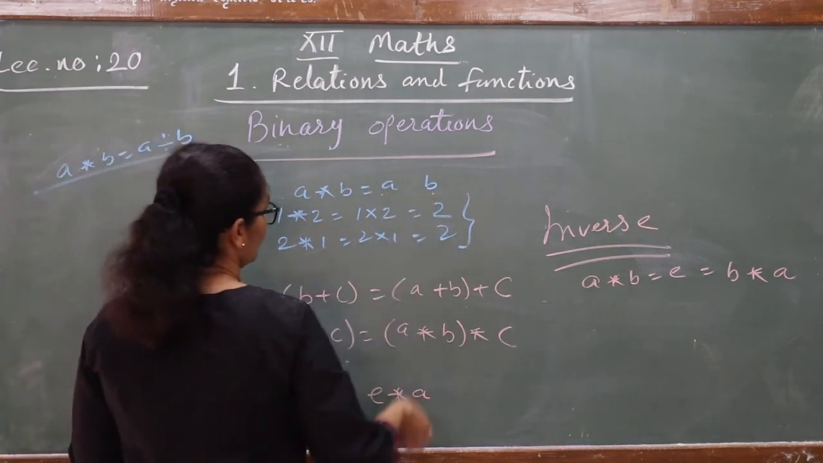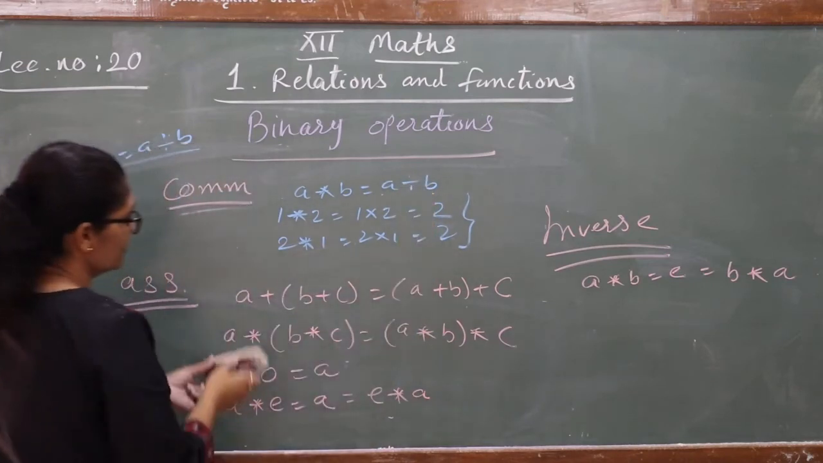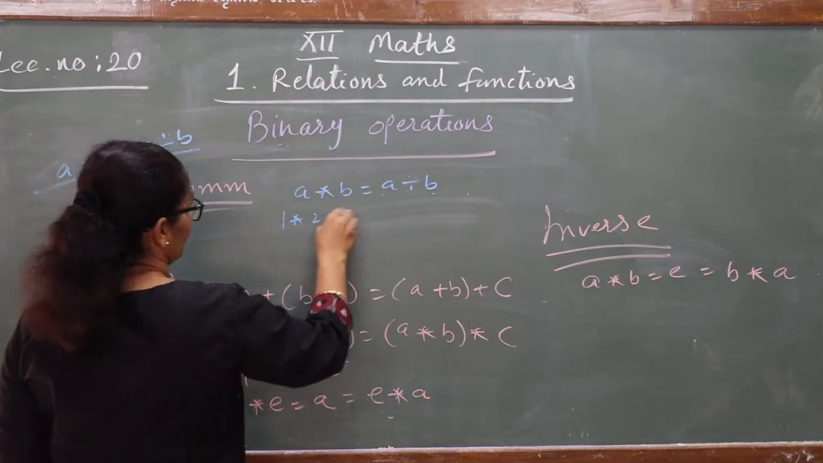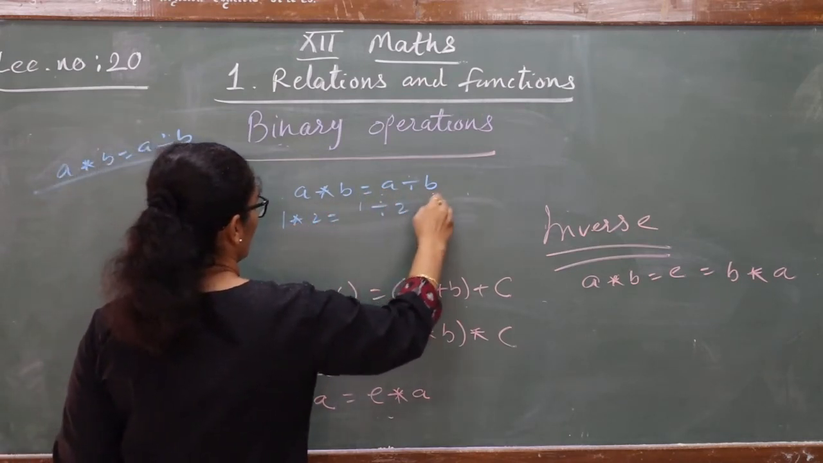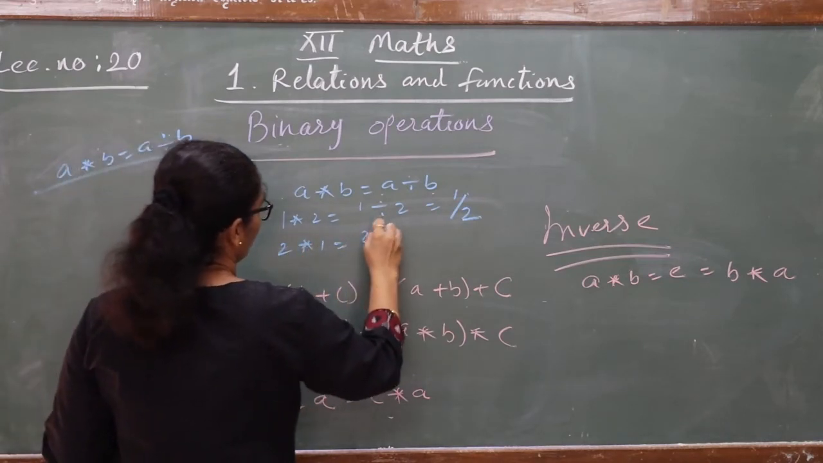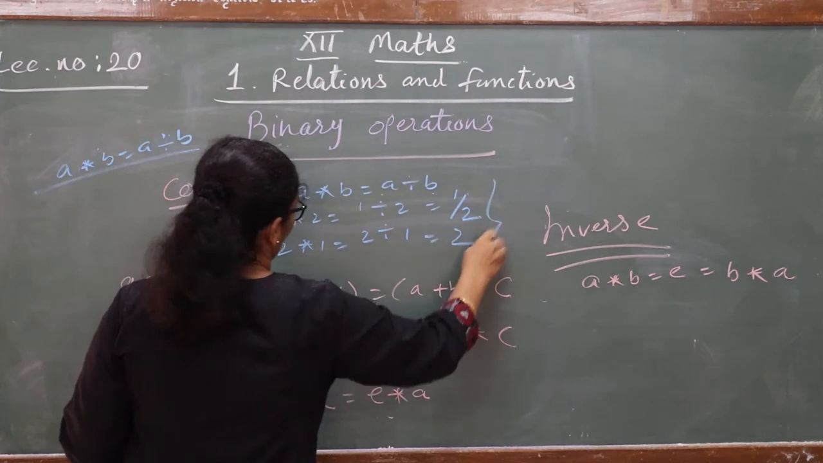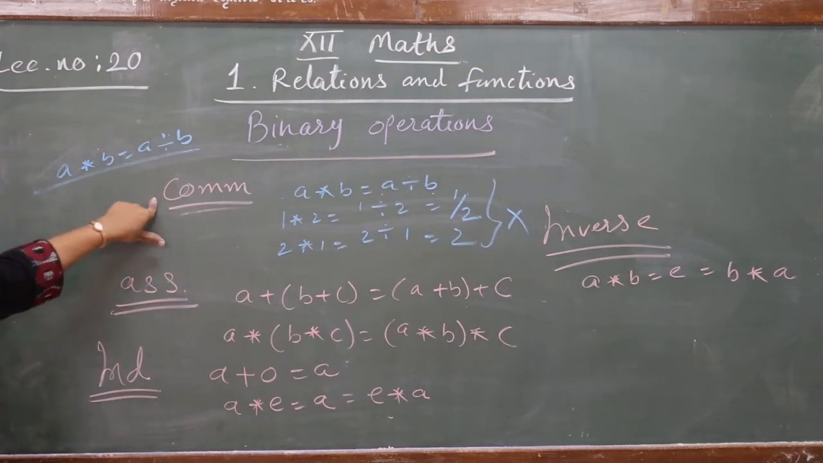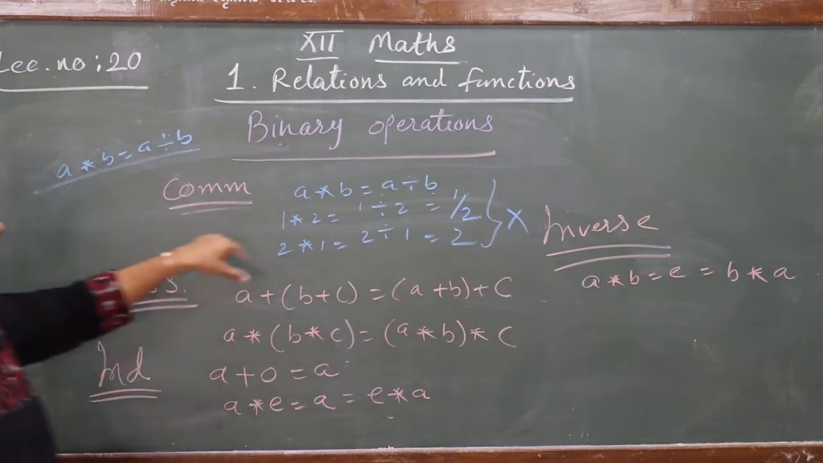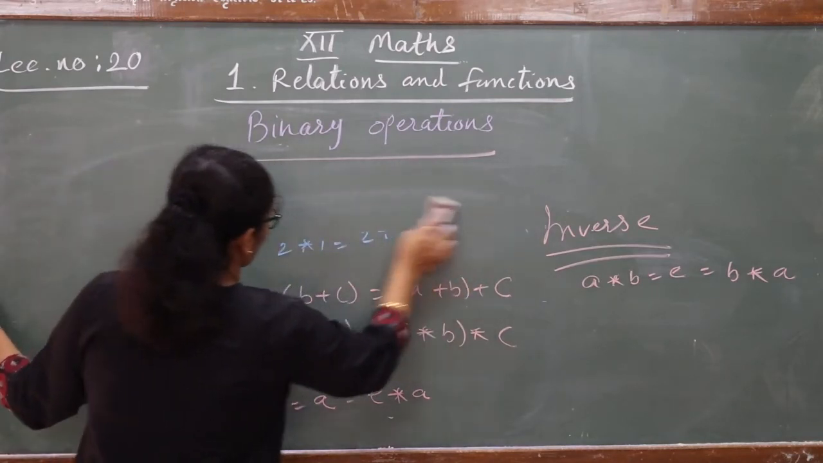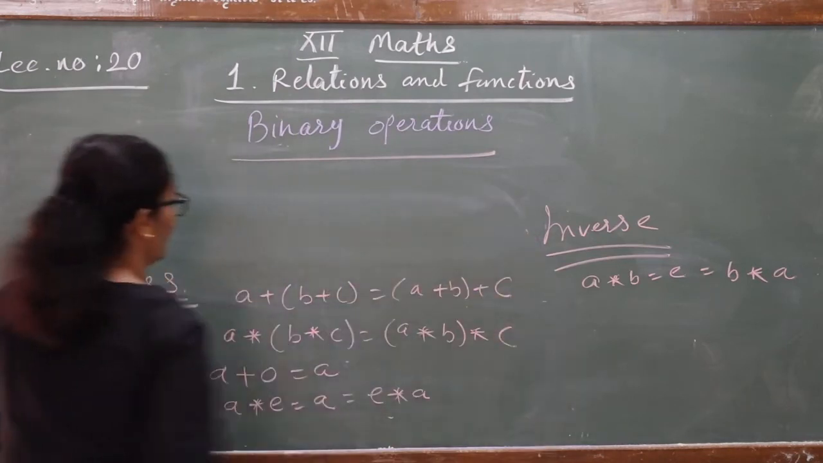Last, let's check for division. Here we are taking the division of two terms. Let's take 1 and 2 again. 1 asterisk 2 means 1 divided by 2, you get half. Similarly, 2 divided by 1 means 2. So again it is not commutative for division. So what we discussed is that if the relation is given with addition and multiplication, it is commutative, but not for subtraction and division.